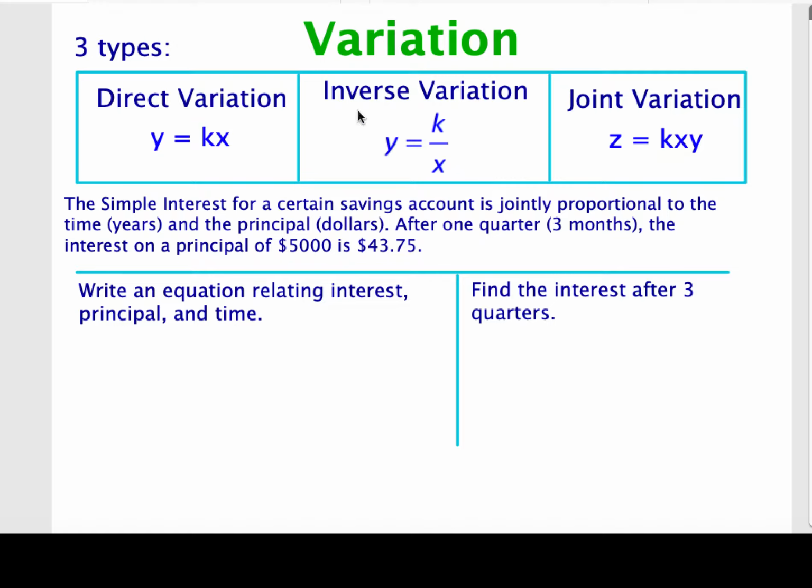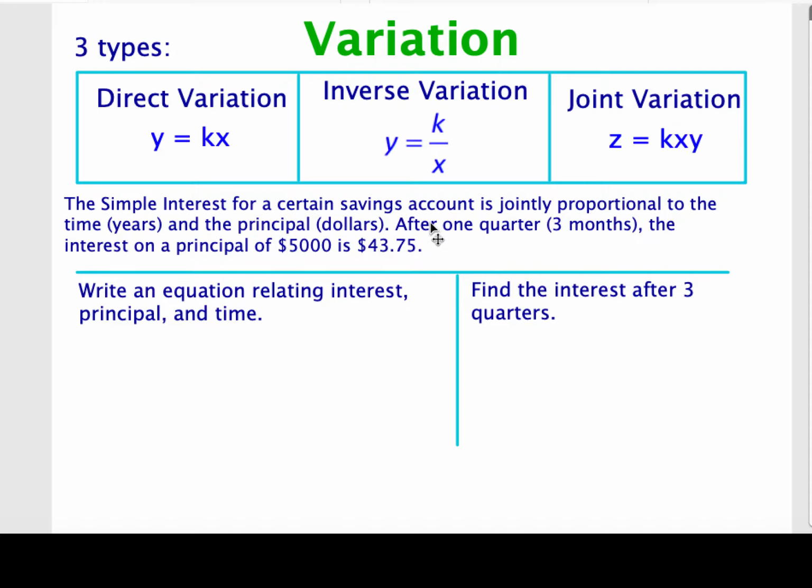The real different one is that inverse in the middle, where again, it essentially means we're dividing. If we're directly or jointly directly multiplying, inverse sort of is doing the opposite. It's dividing it away. So a couple quick examples for you.